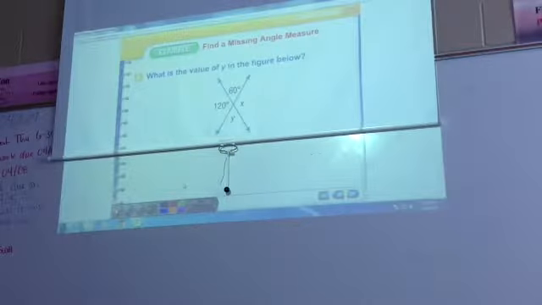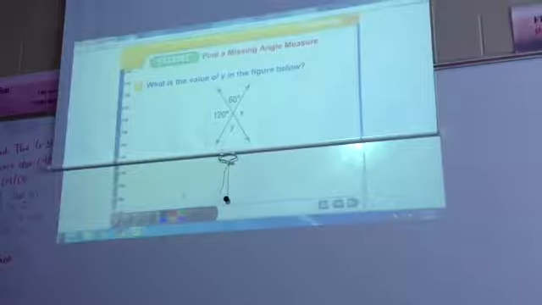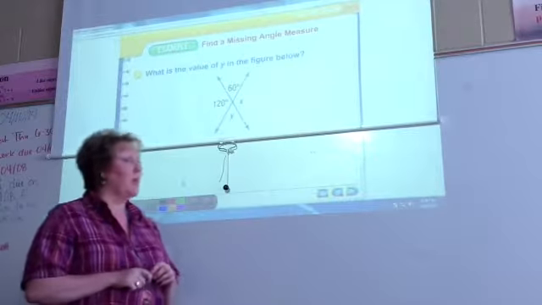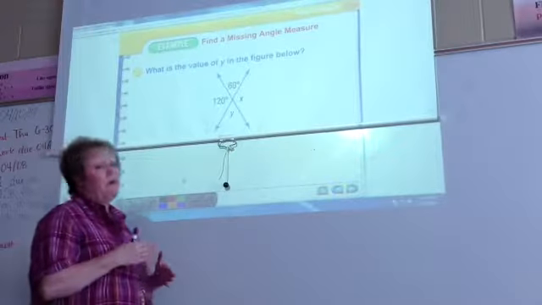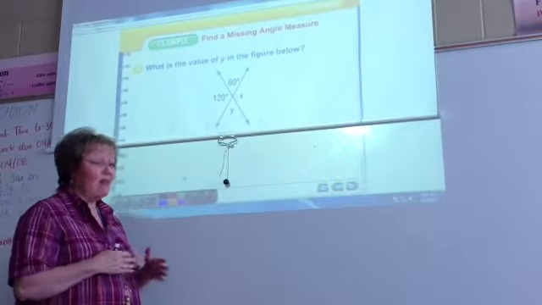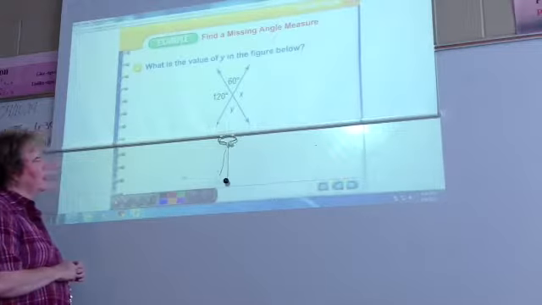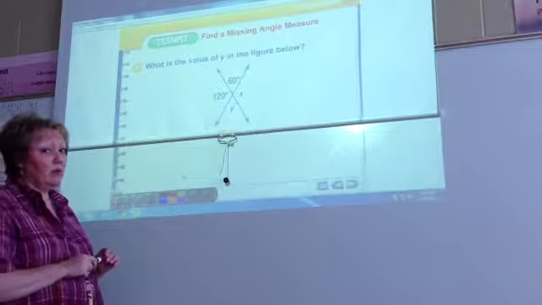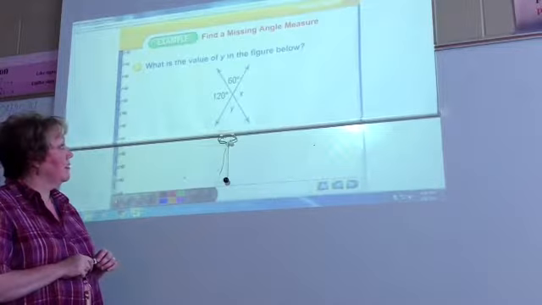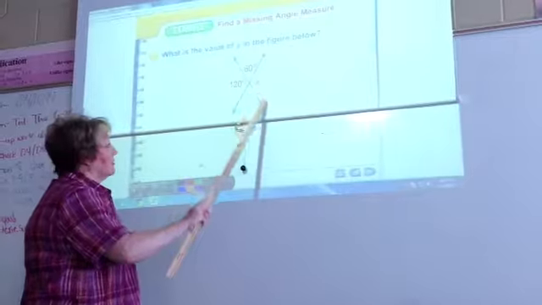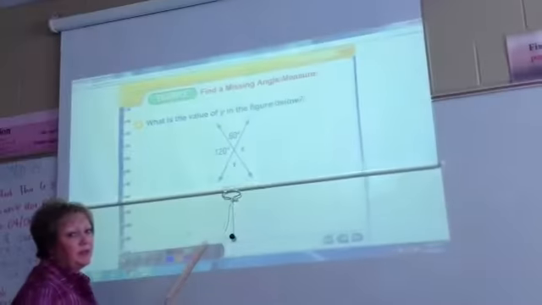Students, on this example, we're going to find missing angle measures. Now, think back to what we learned about vertical angles just a few minutes ago. Vertical angles are formed by intersecting lines, and they are opposite of each other. Take a look at this illustration. We can find some vertical angles here if you look real closely. Vertical angles are formed by intersecting lines, and they are opposite of each other.